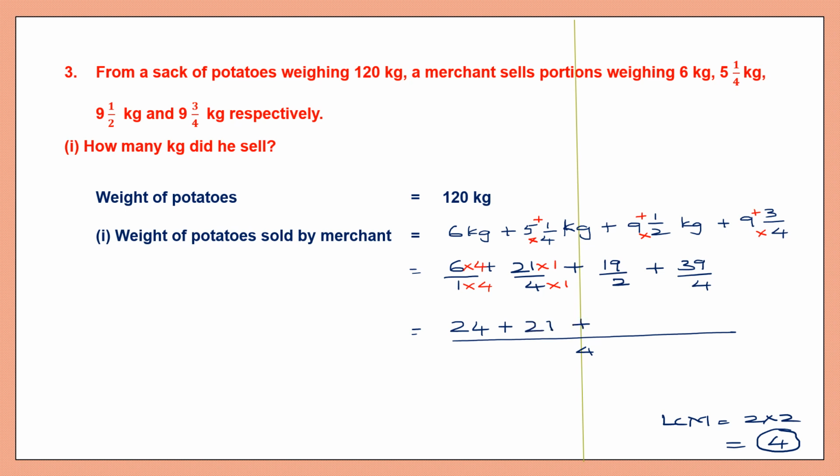Plus, next denominator is 2. 2 2s are 4. So 19 into 2. 19 2s are 38. Plus, let's go to the last one. 4 is the denominator. 4 1s are 4. So 39 into 1 is 39. So now we have all our numerators. Let's add up all the numerators now and see what we get. So let's add up 24 plus 21 plus 38 plus 39.